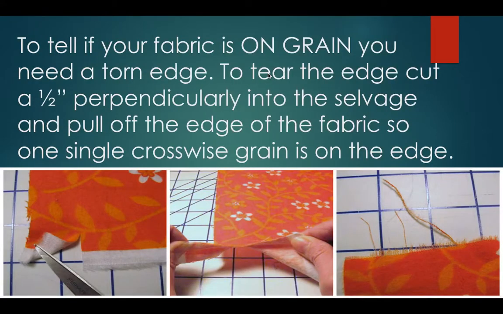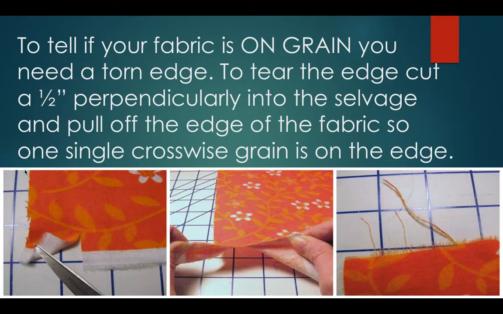The process for telling if your fabric is on grain starts with a torn edge. When you go to the store and you purchase fabric, the lady at the counter will lay the fabric down on a ruler and she'll cut across and you'll get this big jaggedy cut edge. Right here. Jaggedy cut edge. It's hard to see one single crosswise grain with a jaggedy cut edge like that.